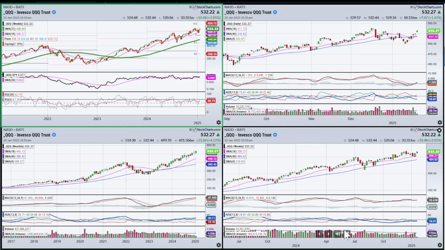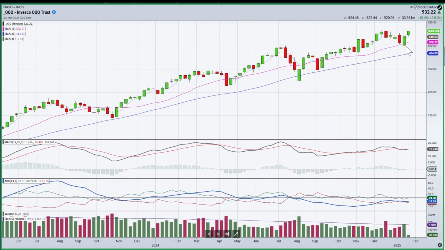It came down to the 18. It never broke the 18 in this situation. It gapped down below, and by the end of the week, it was above. The line is still rising. The 18 is rising above the 40 week. So the 18 week is climbing, and the 40 week is too, and they're rising at about the same rate.